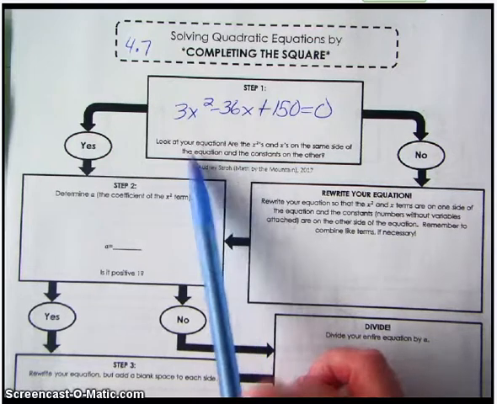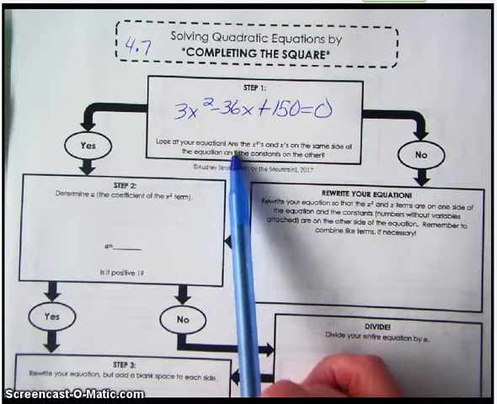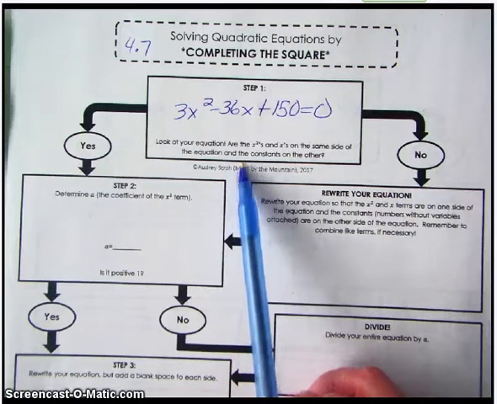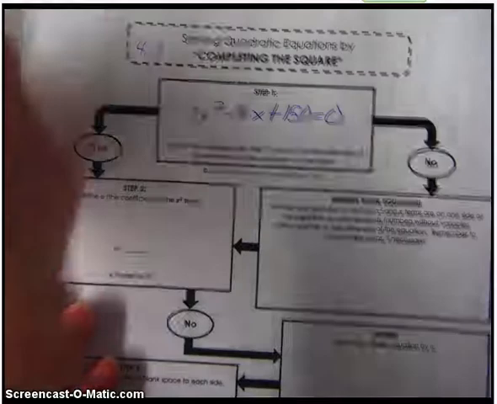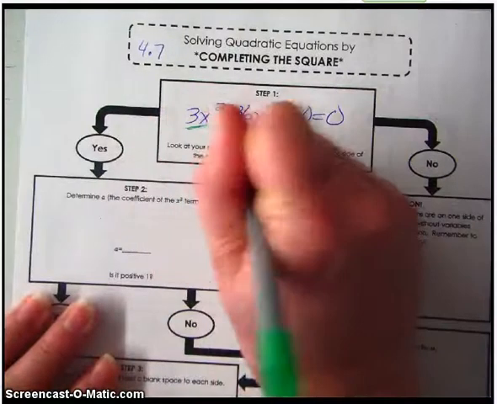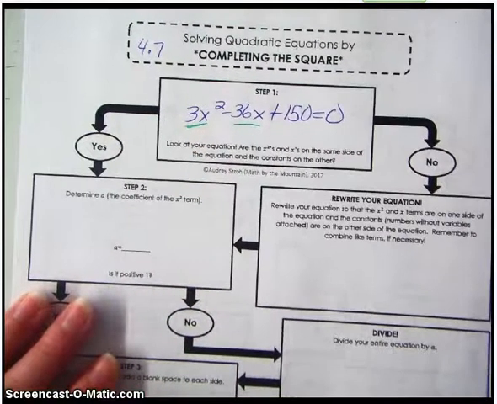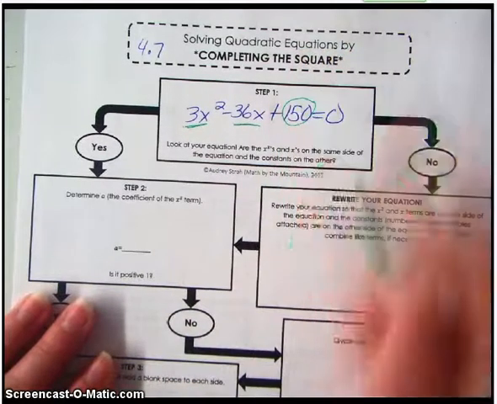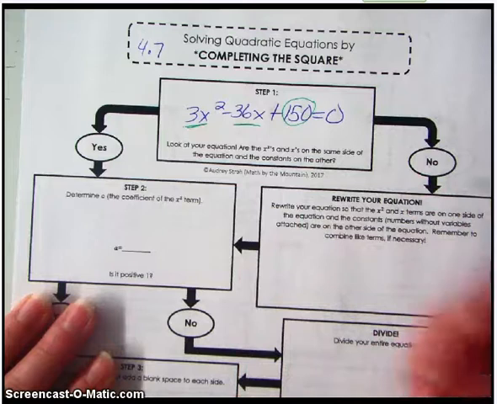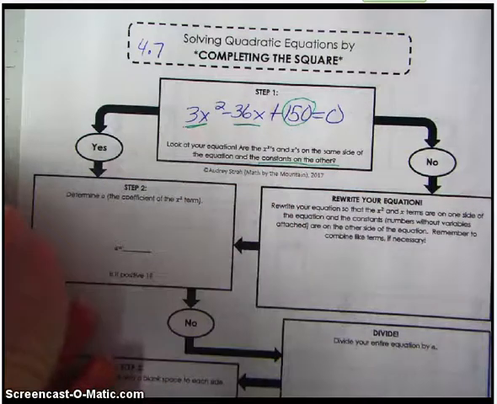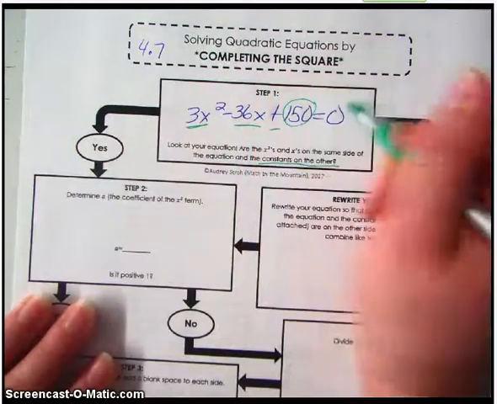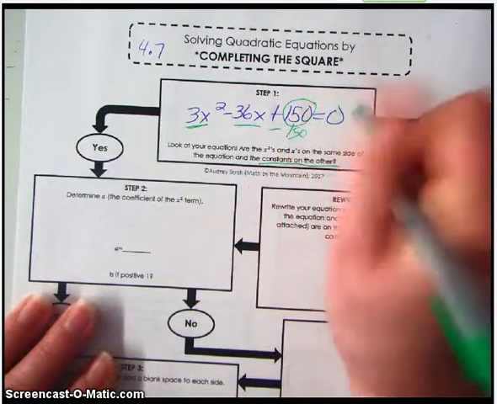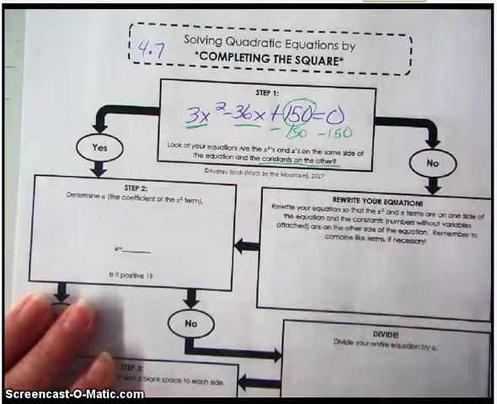So here in this first block, it says look at your equation. Are the x squares and the x's on the same side of the equation and the constants on the other? Okay, so here we've got my x squared term, my x, that's on the left-hand side of the equation. Here's my constant term. We want the constant on the other side of the equation, so the first thing I'm going to do is subtract 150 to put that constant on the other side.